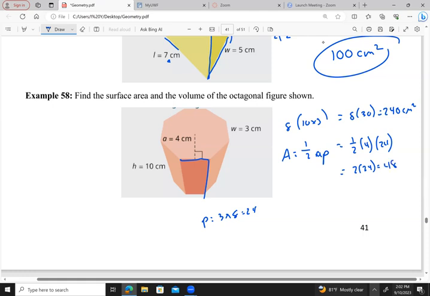So we have 240 plus 96 equals 336 centimeters squared. This is surface area. To find the volume, we simply take the area of the base, which was 48, times the height. Volume equals base times the height. The base area was 48. The height is 10. 480 cubic centimeters.